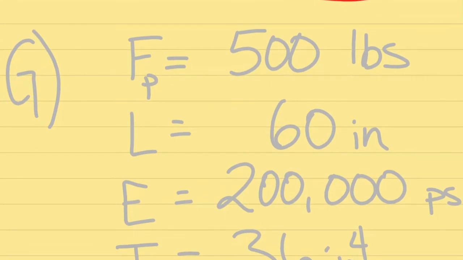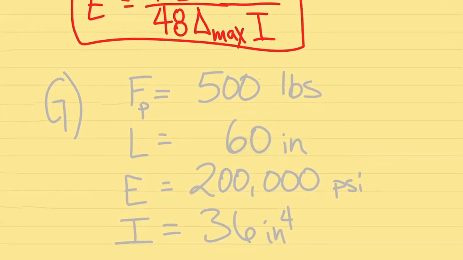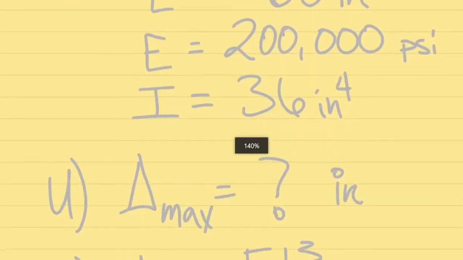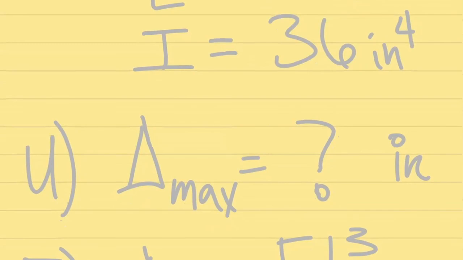A problem might look like this. We are testing a beam. We apply a point force of 500 pounds in the center of the beam. The distance between the supports is 60 inches. The elasticity of this material is 200,000 psi. And then our moment of inertia of this is a 2x6 in joist orientation, so it's 36 quartic inches. And then we are looking for how far is that going to bend? What is our maximum deflection in inches?